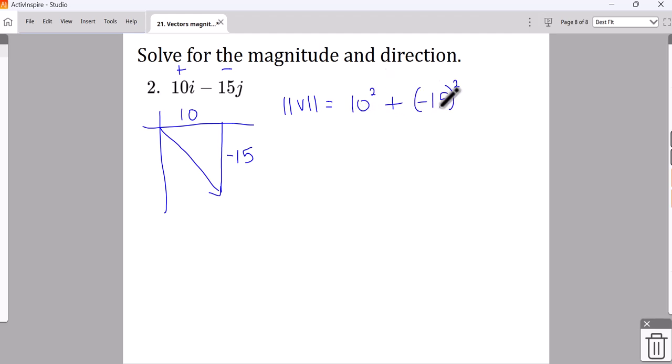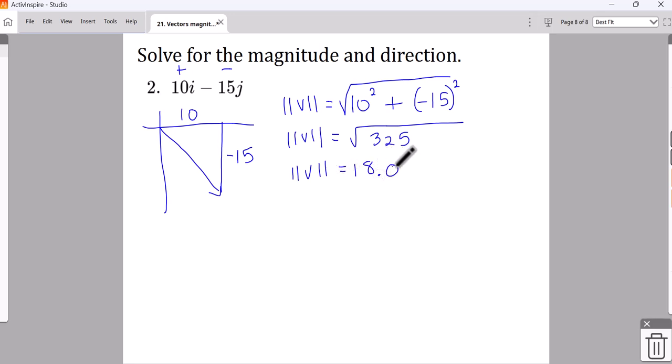So 10 squared plus negative 15 squared. And remember, we have to square root that. And we get 325. And so the square root of 325 is 18.0. So here's our magnitude. And so 18.0 can go in the hypotenuse spot.